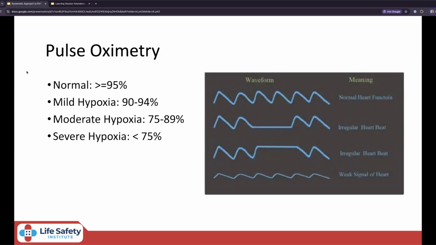So you notice the middle ones there are showing an irregular heartbeat. But really, what I want to call out to you is that last one, right? The most important thing is to recognize the difference between the top one and the bottom one. That top one, basically a sine wave, is nice and clean. That's telling you you're getting a good reading from the pulse oximeter, right?